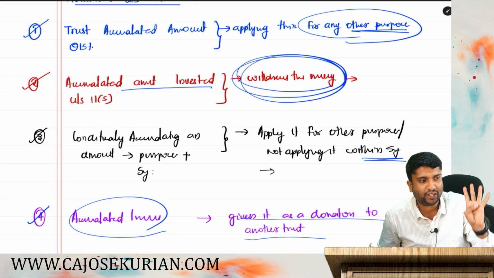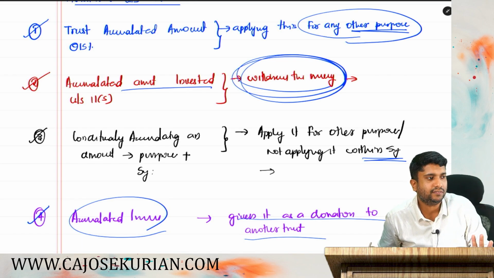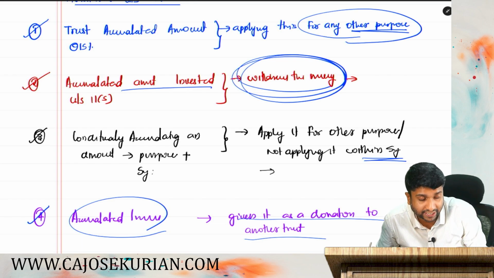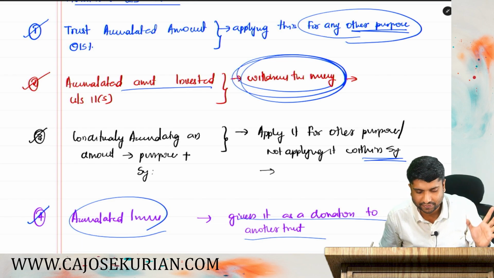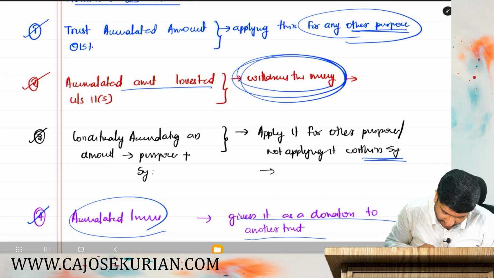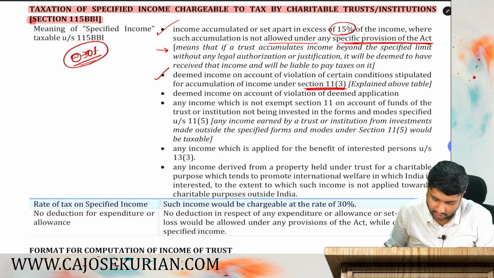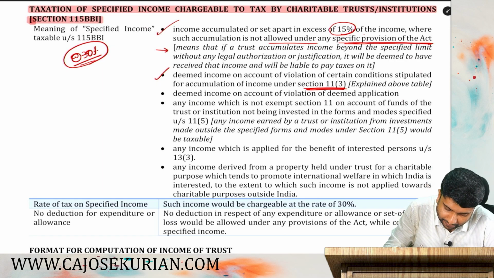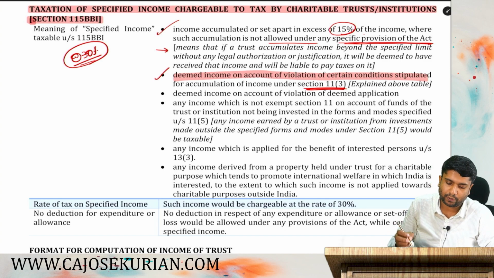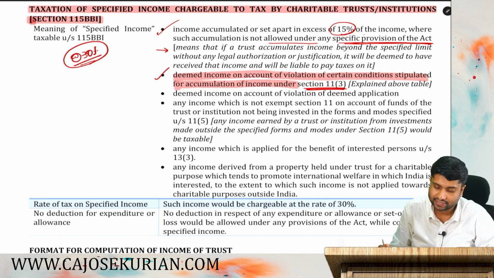If you have committed any of those 4 violations, then what will happen? That violated amount will be considered as a deemed income under 115BBI, not subsection, 115BBI. At what rate? 30% rate. Are you with me? So, again I'll read that. Deemed income on account of violation of certain conditions stipulated for accumulation of income under 11 subsection 3.